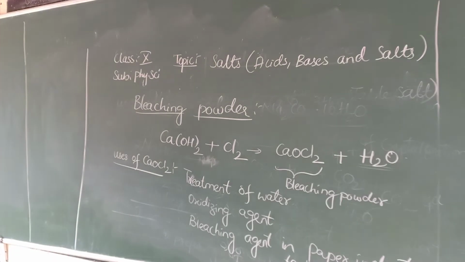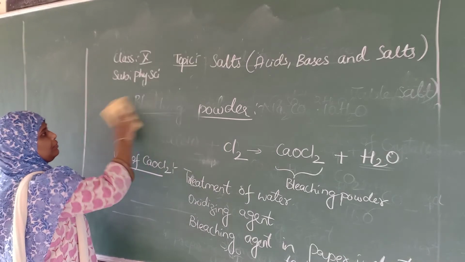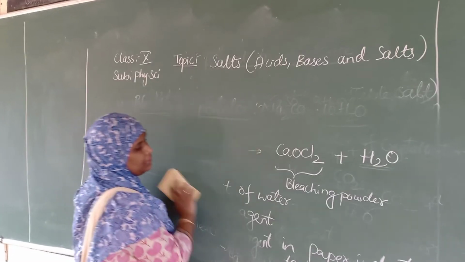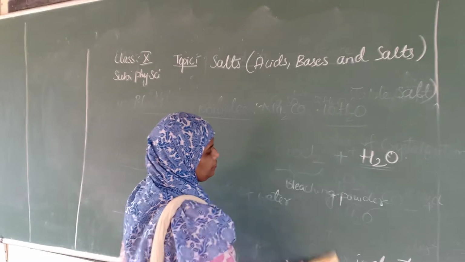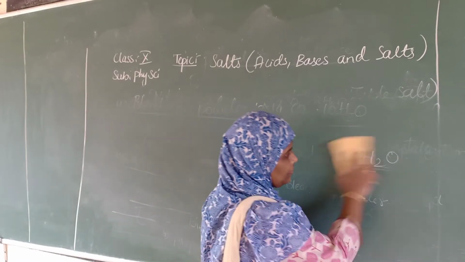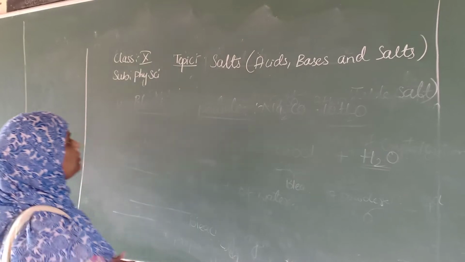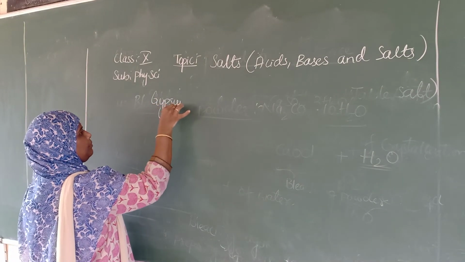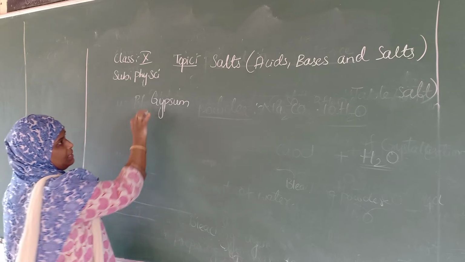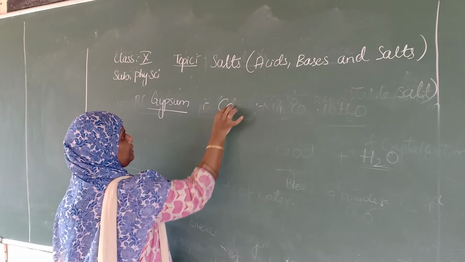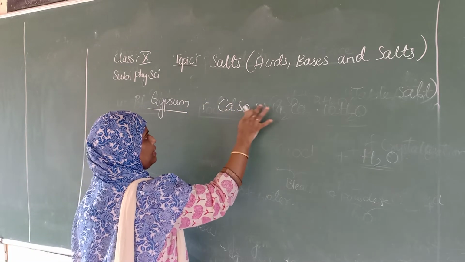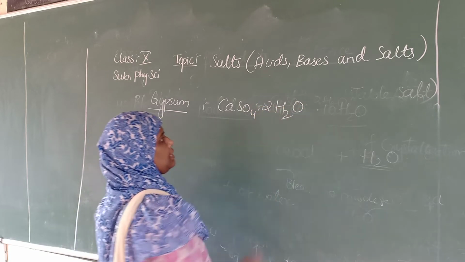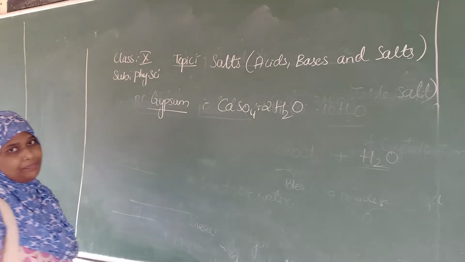Next, we will be seeing another important salt, that is gypsum. Okay, gypsum is nothing but calcium sulfate dihydrate. That means it has two water molecules. This is called as gypsum.